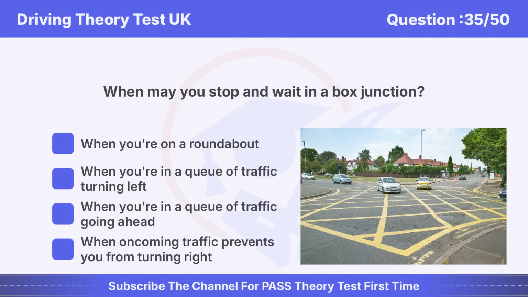Question 35. When may you stop and wait in a box junction? Option A. When you're on a roundabout. B. When you're in a queue of traffic turning left. C. When you're in a queue of traffic going ahead. D. When oncoming traffic prevents you from turning right.